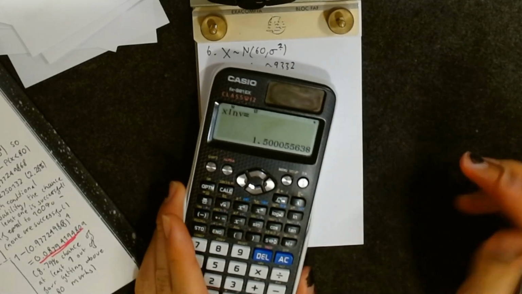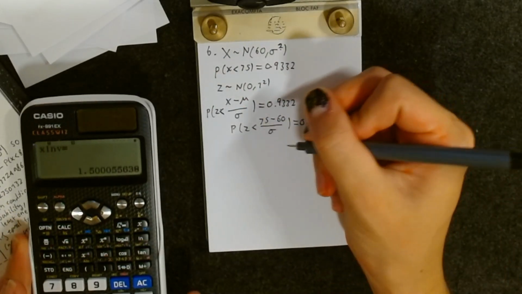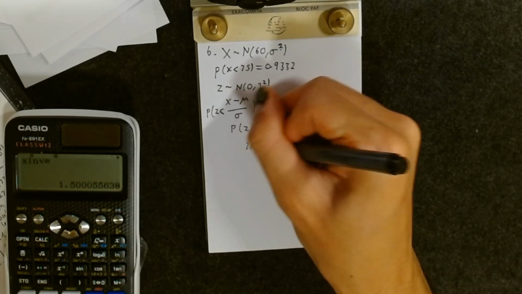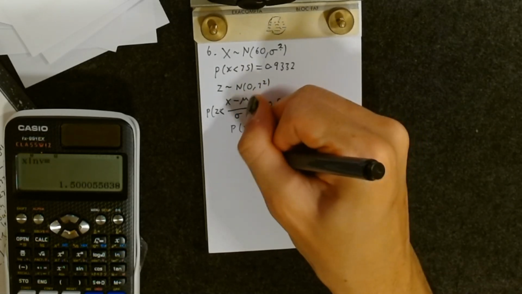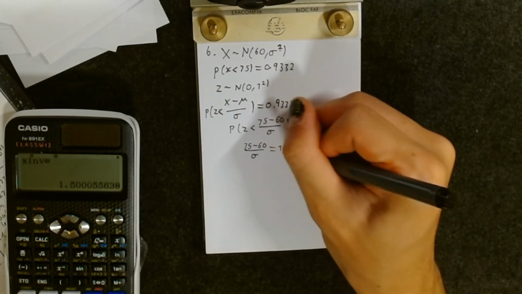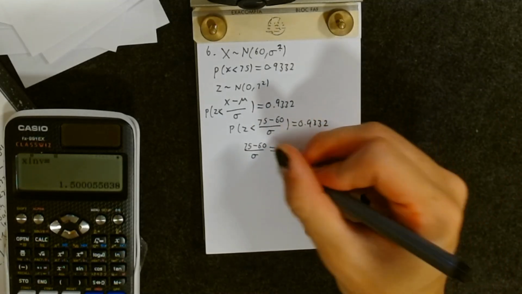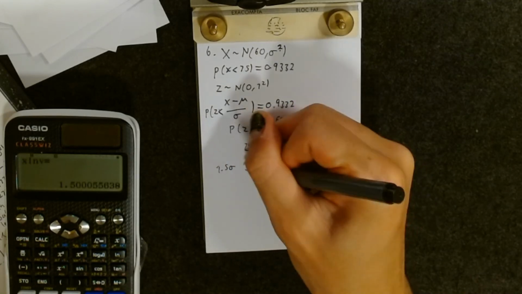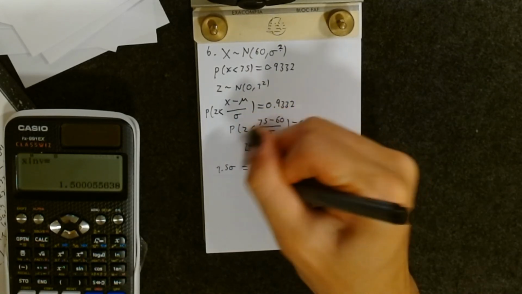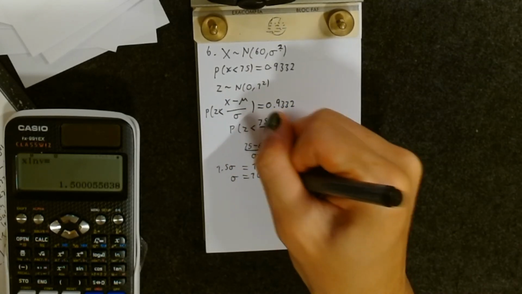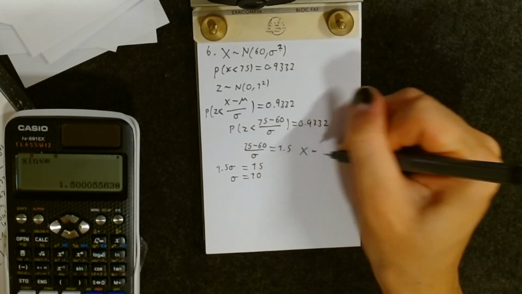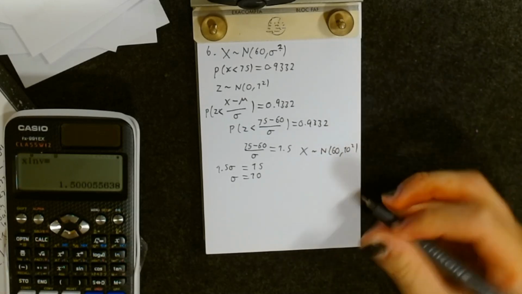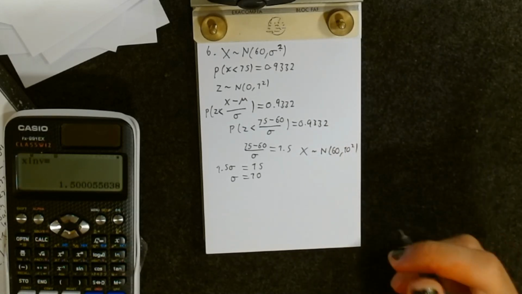Okay, very close. So what we're going to say here is that 75 minus 60 over the standard deviation is equal to 1.5. You can see where this is going now. So 1.5 standard deviations is equal to 15, which means the standard deviation is 10, meaning our distribution is N(60, 10²). There we go. Now, this is the end of the question.